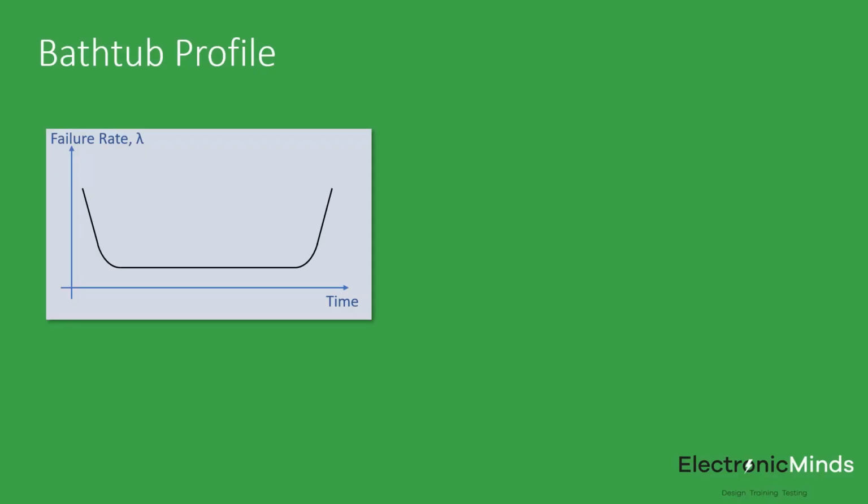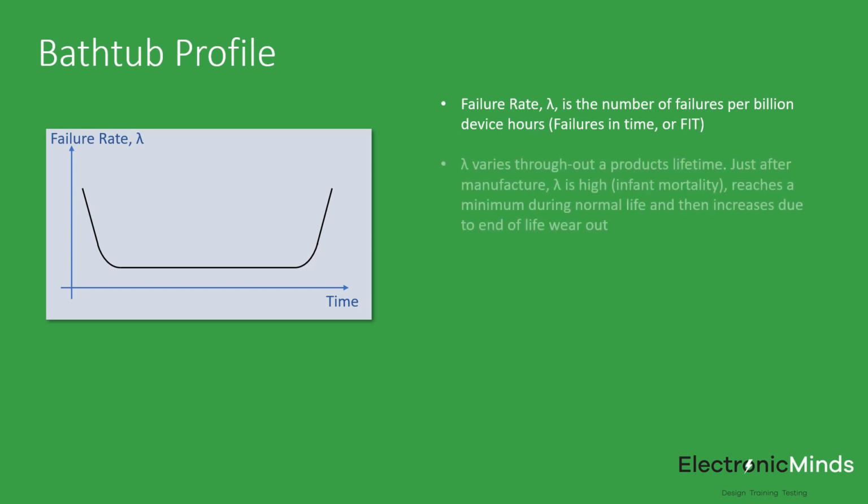Reliability prediction is based on statistical modelling of the failure rate of a product, i.e. how many units in a field population fail in a given time. This is modelled using the bathtub curve with the failure rate lambda plotted against time. And as you can see, lambda varies through a product lifetime.